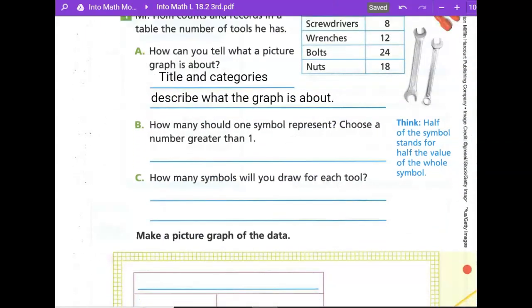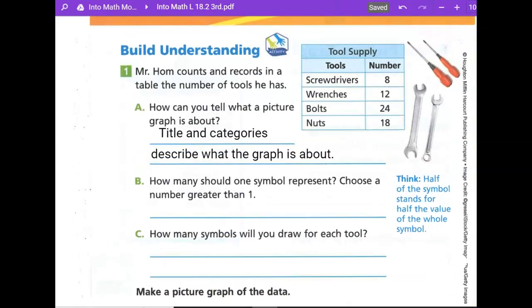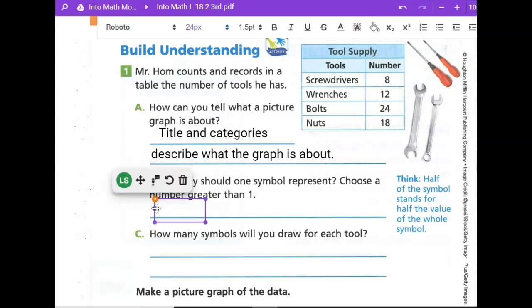How many should one symbol represent? Choose a number greater than 1. When I look at this, I want to look for something that will divide evenly into each of those numbers. So when I look at these numbers, I realize that they are all divisible by 4. So each of my symbols is going to be 4.